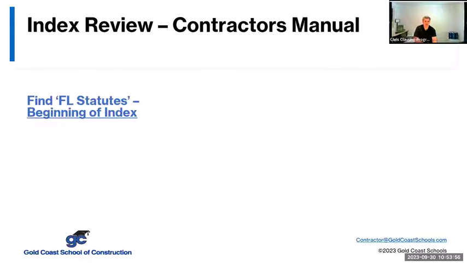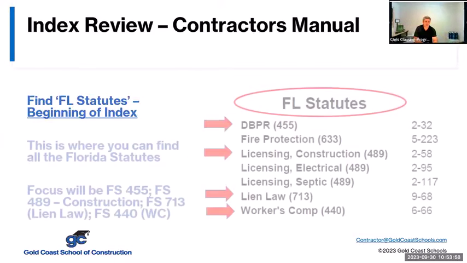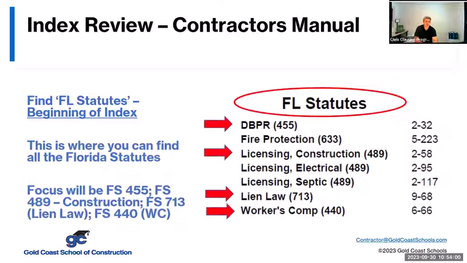Find Florida statutes. So that again is the beginning of the index. And when you go there, you'll see the DBPR, and they have 455 there. Licensing construction 489, lien law, that's something out of Chapter 9, that's covered in a separate module. And then workers' comp 440, again, also covered in a separate module. So you'll see Florida statutes reprinted throughout this whole book, as well as some federal provisions reprinted in the book.